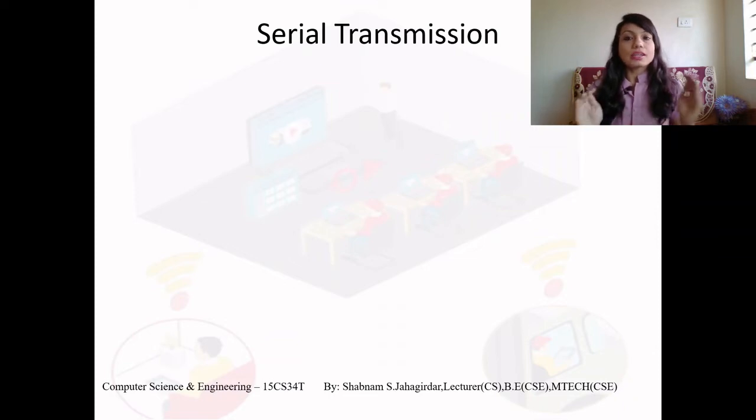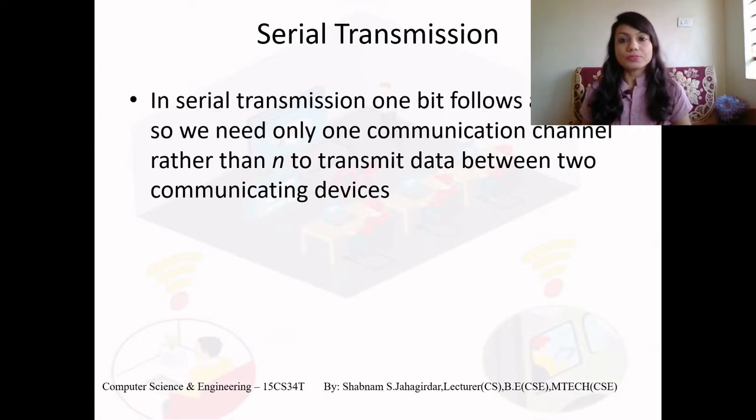So next, let us see one more transmission mode, that is serial transmission. In serial transmission, as I said at the beginning, you will have only one bit to send at a time rather than n. So how many wires will you have in that? Yes, one bit is transmitted at a time, so you will have one wire.